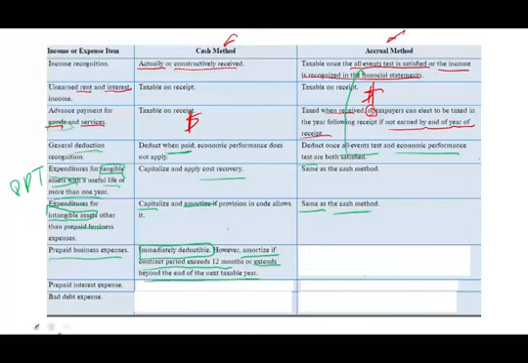What does that mean? Again, let's look at an example. This is year 2020.